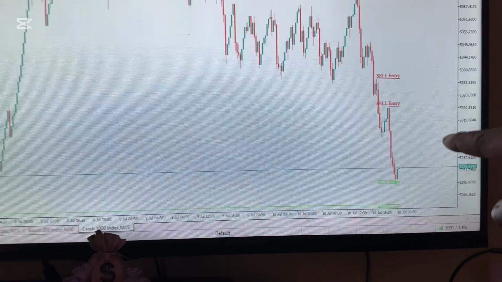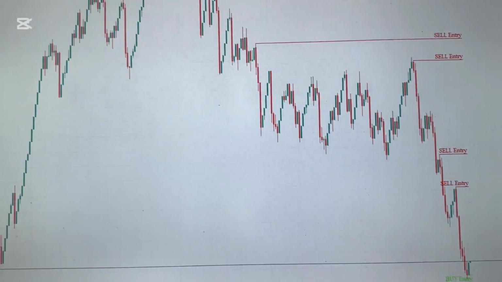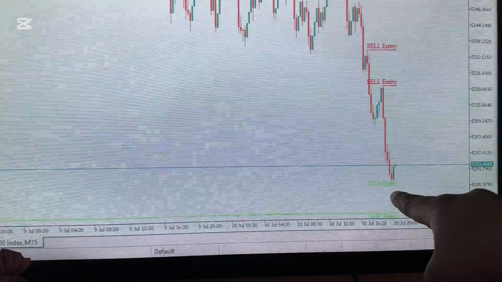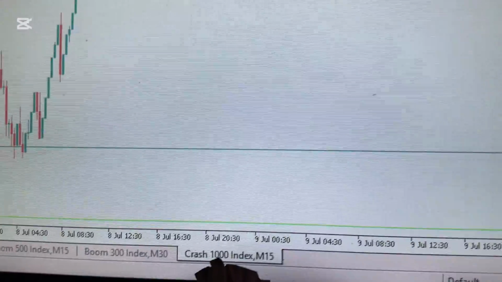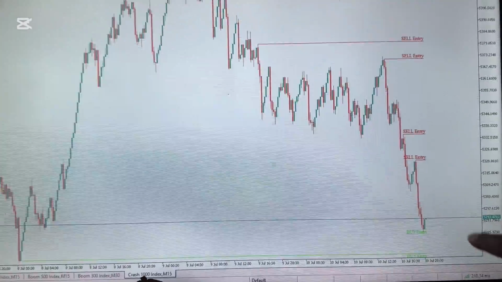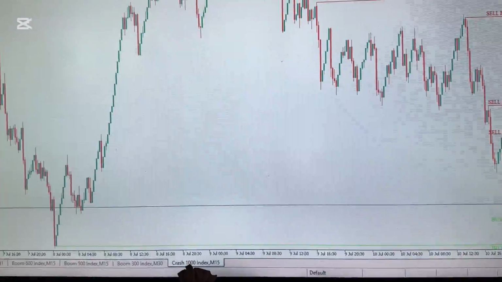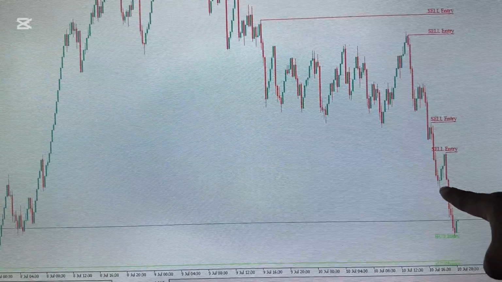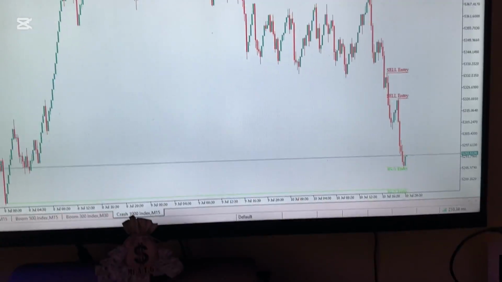We just got another entry from our indicator. We got that buy entry right there. This is crash 1000. We're in our 15-minute time frame. We're gonna try and scalp all the way back to these levels, these previously respected zones.